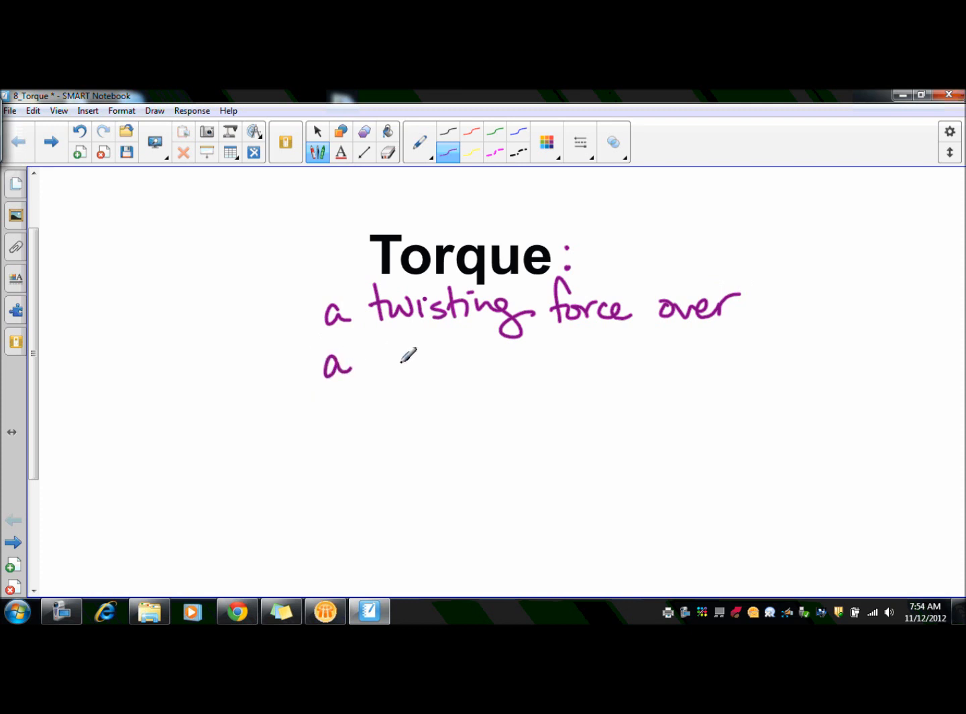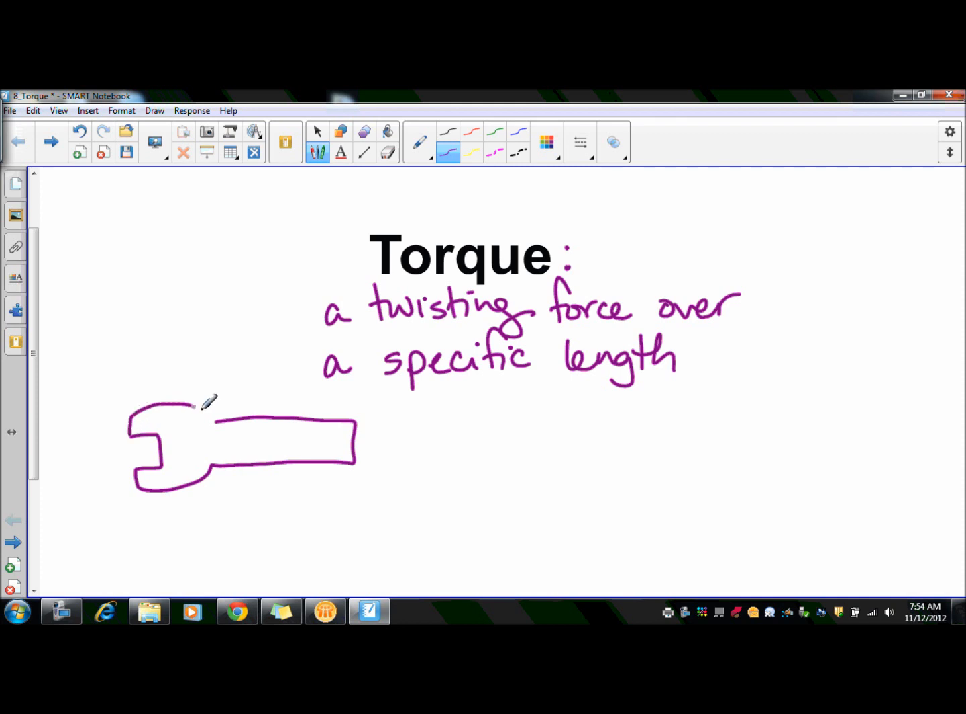over a specific length. So a twisting force over a specific length, which means that for torque, you're going to be twisting something. So it's going to be going in a circular motion. So a perfect example of this, see if I can draw it, would be a wrench.